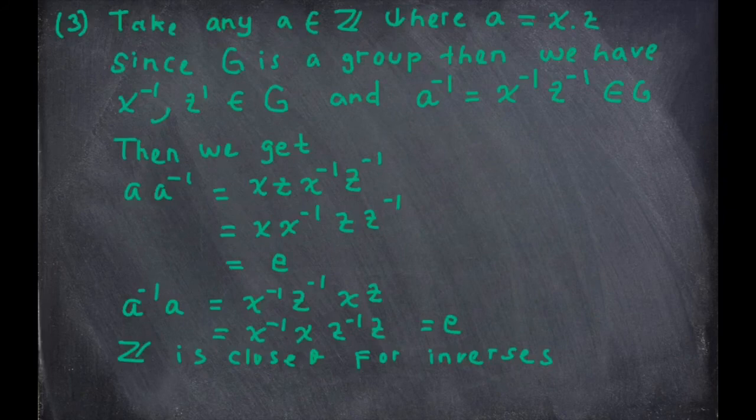So that's why we can conclude that Z is a subgroup of G. So this is the end of our proof.